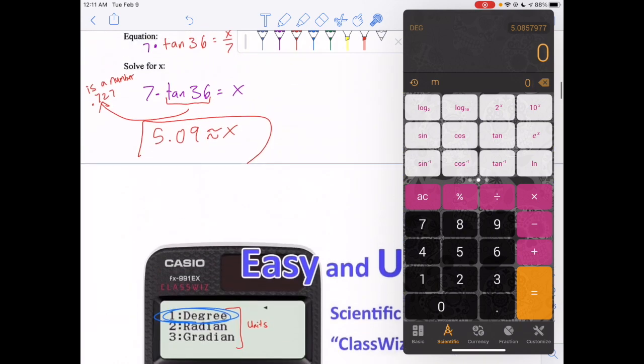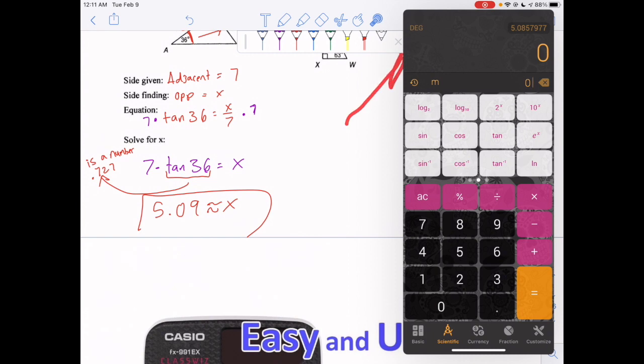So I just want to make sure, if you look at my calculator here, I don't know, it's kind of hard to see, but look at that corner of my calculator. You see how it's DEG. So anytime you're doing these problems, you want to make sure you're in degrees.